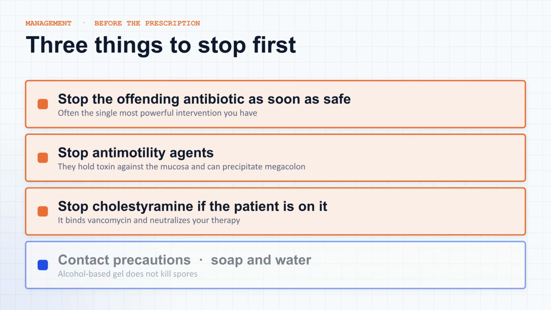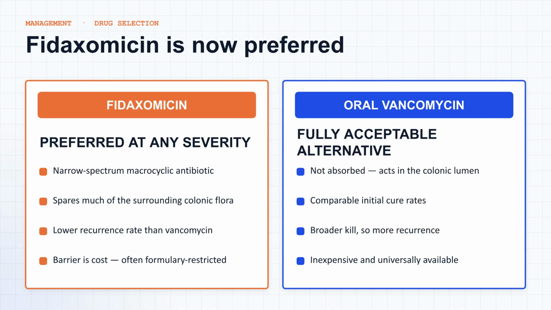Then place the patient in contact precautions. And do not delay the first dose while you wait for confirmatory testing in a sick patient. If the picture is convincing, start empirically. Now the drug choice. The guidelines have shifted. Fidaxomicin is now preferred over vancomycin, regardless of severity.